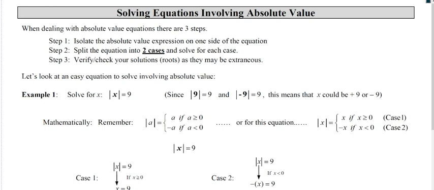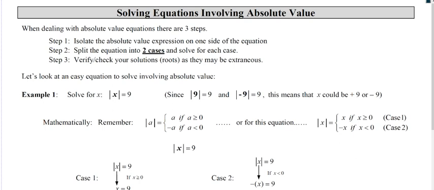Mathematically, the definition of the absolute value of a is just a, if a is greater than or equal to 0, right? So if a is positive, you return a. If a is negative, so if a is less than 0, you take the negative of a negative, that's going to turn it positive. So we negate it. Or for this equation, the absolute value of x is x if x is greater than or equal to 0, that's case 1. And case 2 is that it's negative x if x is less than 0.